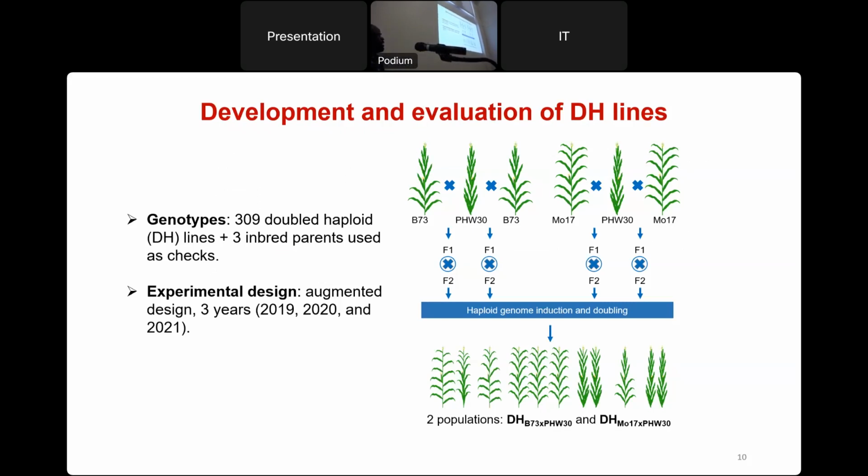So first we have B73 that was crossed to PHW30, both forward and reverse. And we also have Mo17 that was crossed to PHW30 forward and reverse. And we generated 309 double haploid lines. So we evaluated these DH lines for 3 years in the field.